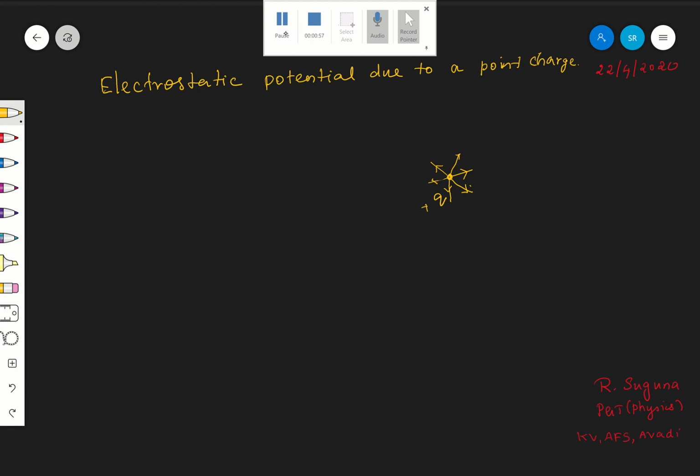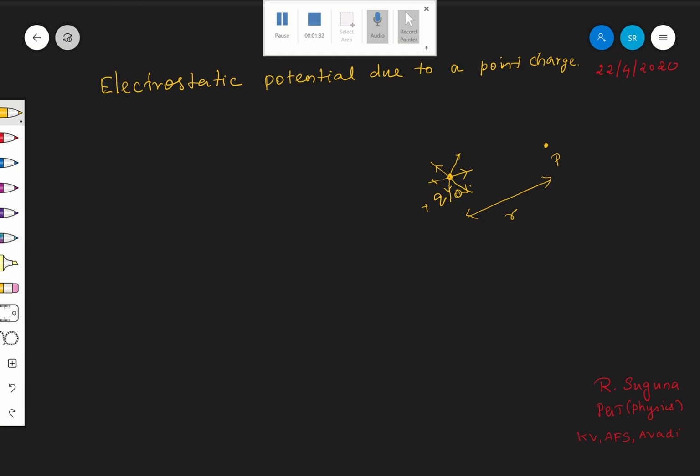Let me consider a point here. This point is P, and the point is at a distance R from the charge. Let this be O. The point is O. Therefore, OP is equal to R. That is my point of interest, P, where I have to find the electric potential.